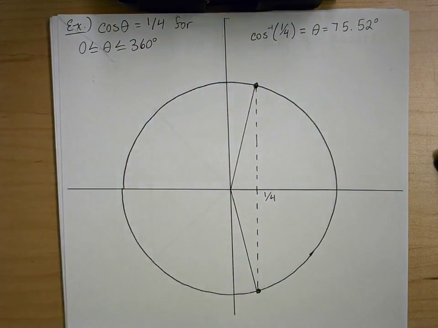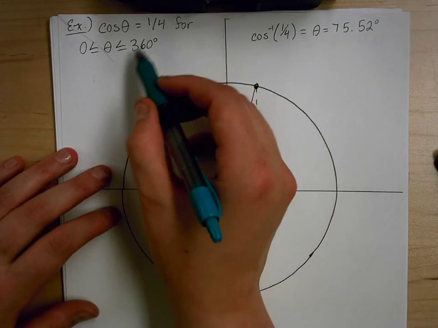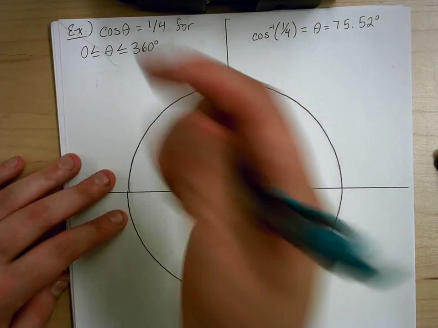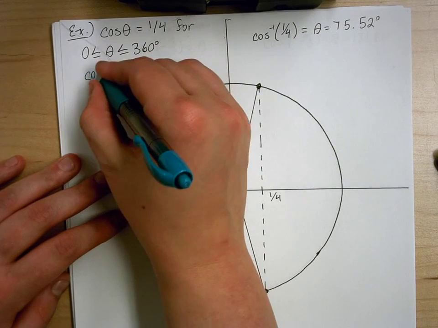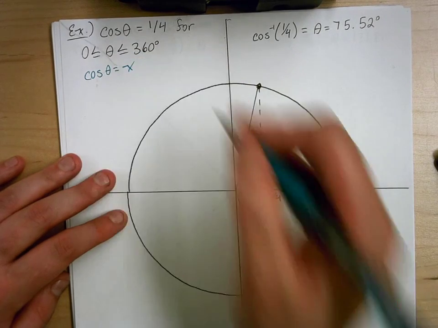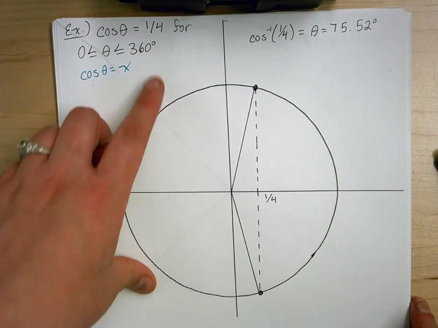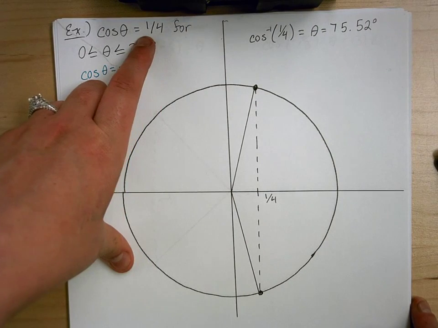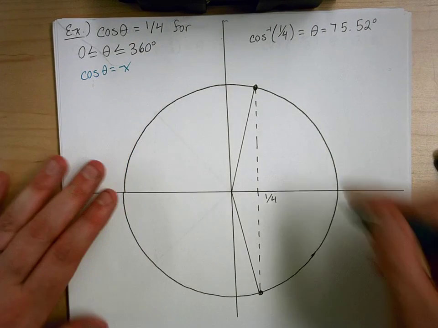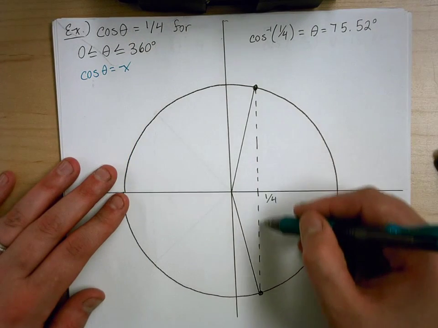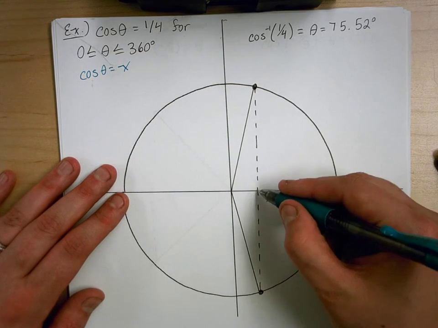Okay, now remember that cosine is my x value on the unit circle. So that means that cosine of theta is my x value. All right, so I'm going to be looking at when cosine of theta, or when my x value on the unit circle, is 1/4. So now I'm going to have two spots going like this, right? Because I'm going to be looking at when x equals 1/4.